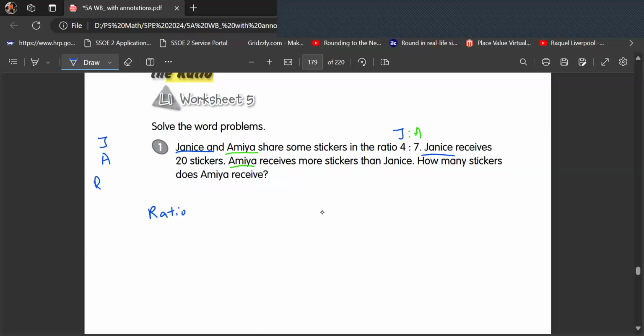The ratio is given. The ratio is Janice to Amia, 4:7. Janice is given, Janice is 20 stickers. Amia is the question mark. The question asks for Amia receives more stickers than Janice. Okay, so it's just explaining that Amia is 7 units. How many stickers does Amia have?